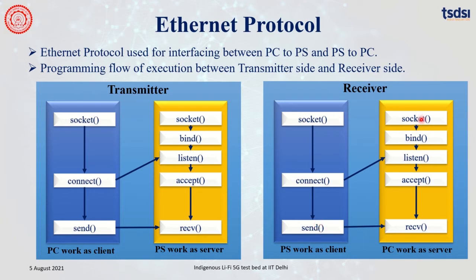On the other side, I am explaining the server side. The socket is created for the TCP/IP socket. The bind function binds the socket and server address. Listen waits for the client request. Once the connection is established, the accept function establishes the connection between client and server. After the accept function is completed, the data transfers from sender to receiver properly. This is how the whole Ethernet protocol works.